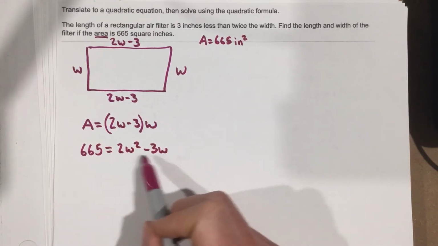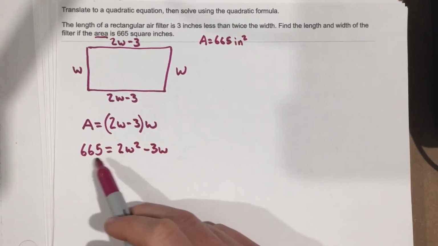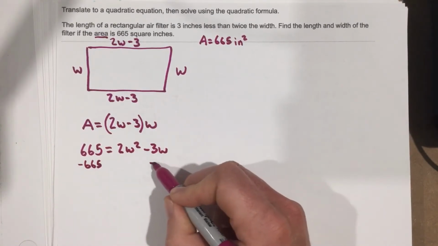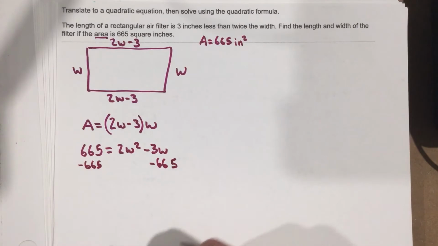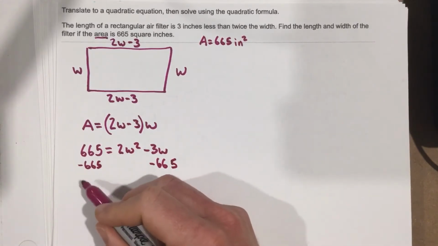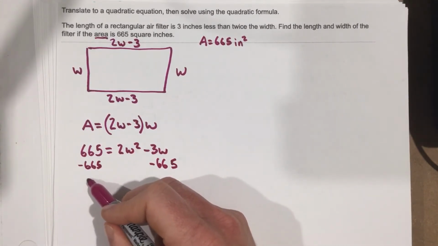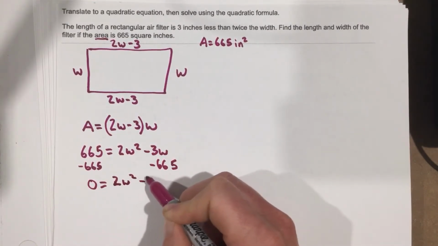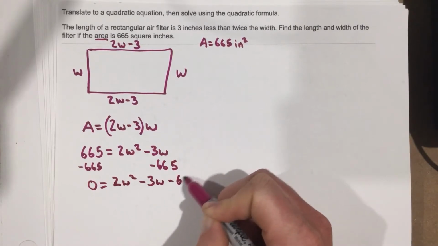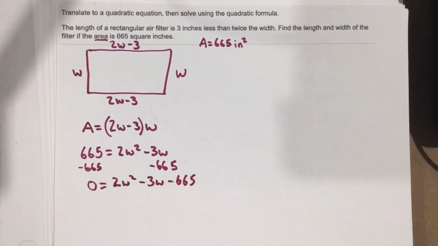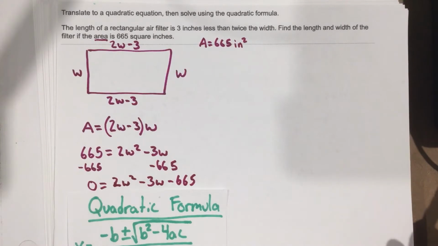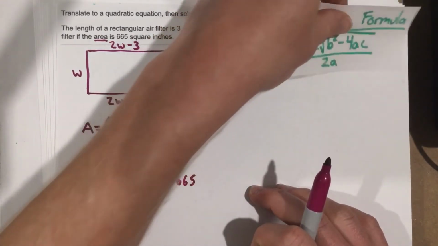You can see we have a quadratic. We need to set it equal to 0, so we're going to subtract this 665 over. And that'll give you 0 equals 2w squared minus 3w minus 665. And they tell us to use the quadratic formula to solve this. So let's pull the quadratic formula out. Oop, can't see it all there. Just throw it up here.